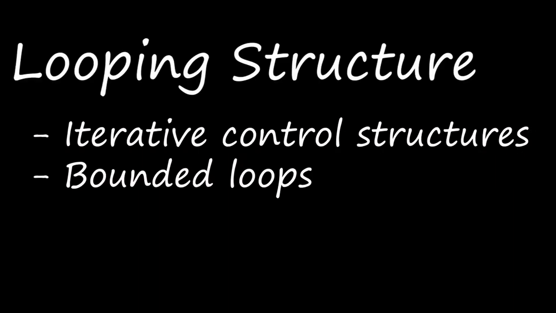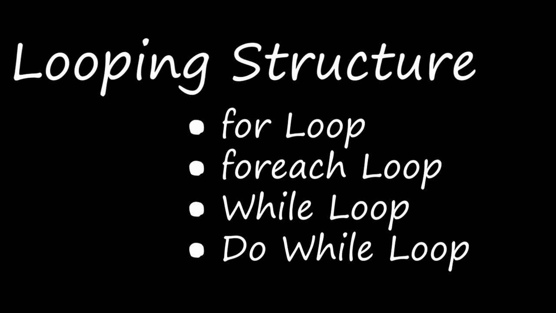The loop structure in PHP is an iterative control structure. It will execute the same block of code many times, for as many times as you specify. Loops that iterate for a fixed number of times are known as bounded loops. PHP supports four types of loops. First one is for loop, then foreach loop, while loop and do while loop.